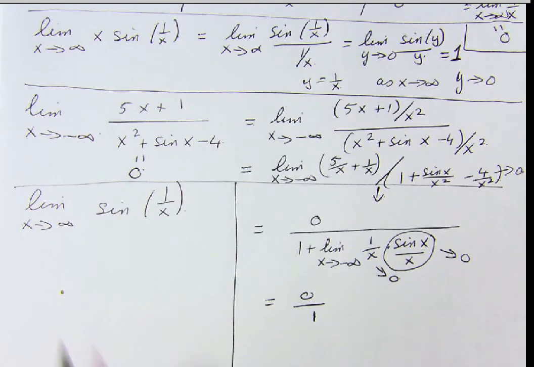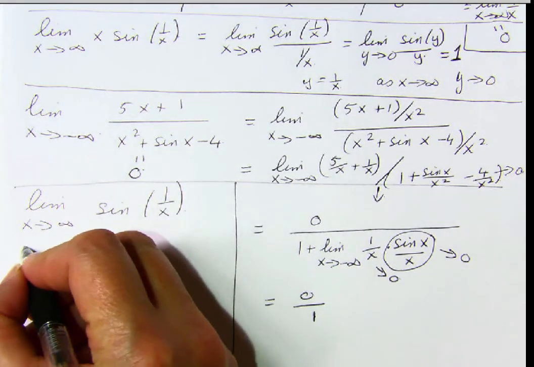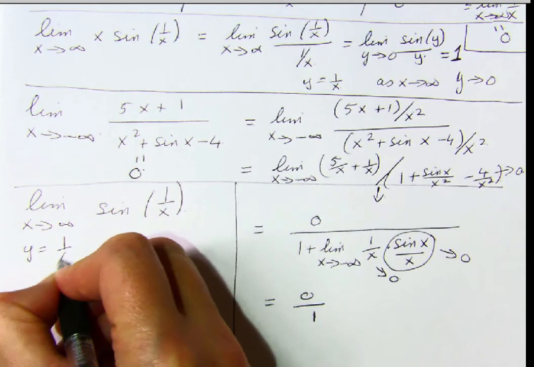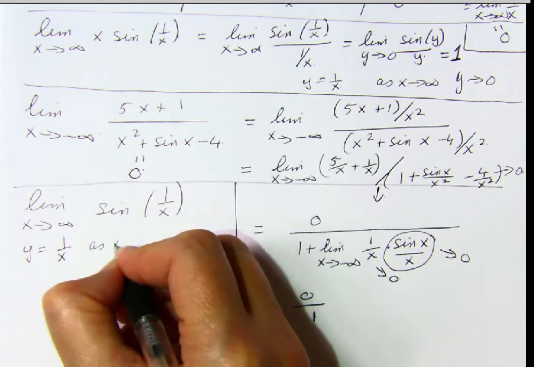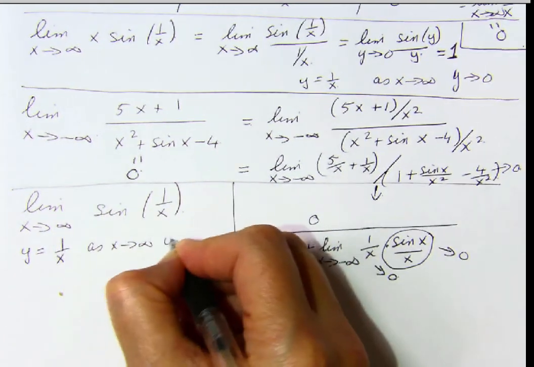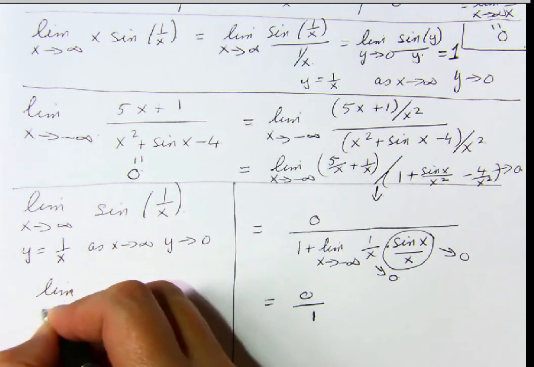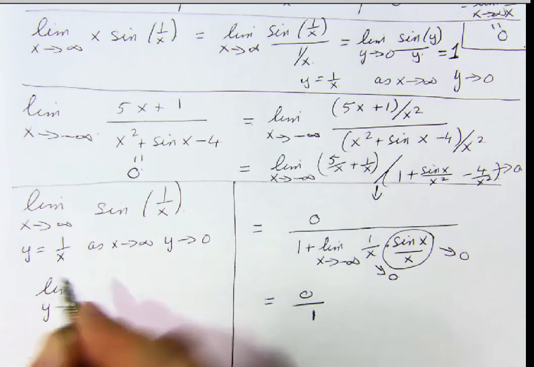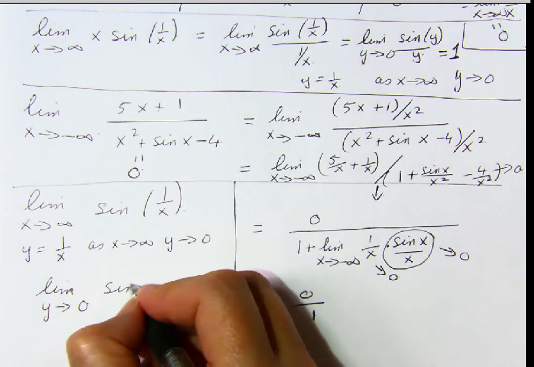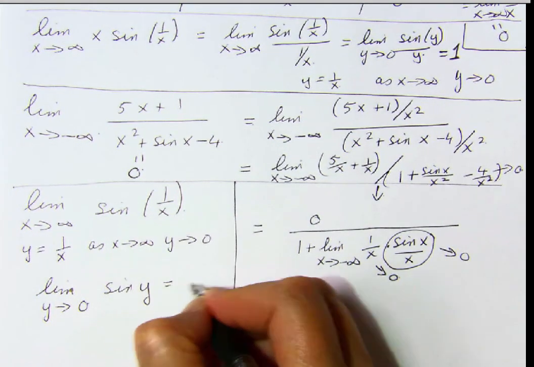Now what about the limit as x goes to infinity of sine of 1 over x? Well, if I let y equal 1 over x, as x approaches infinity, y approaches 0. So this is the same as the limit as y goes to 0 of sine of y, and that's just 0.